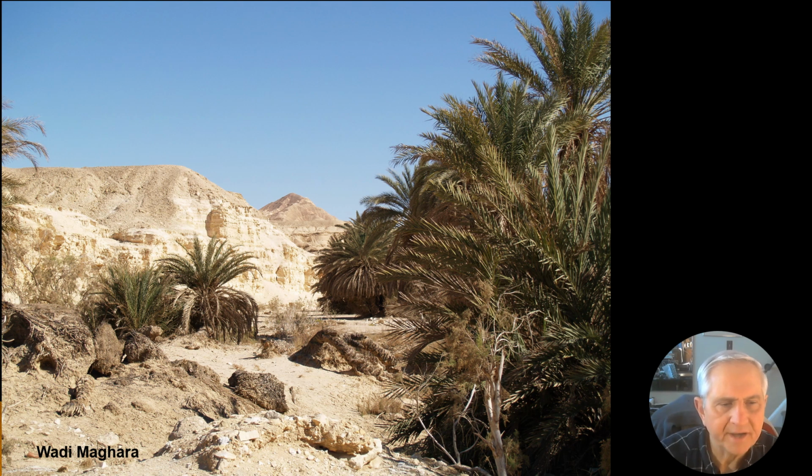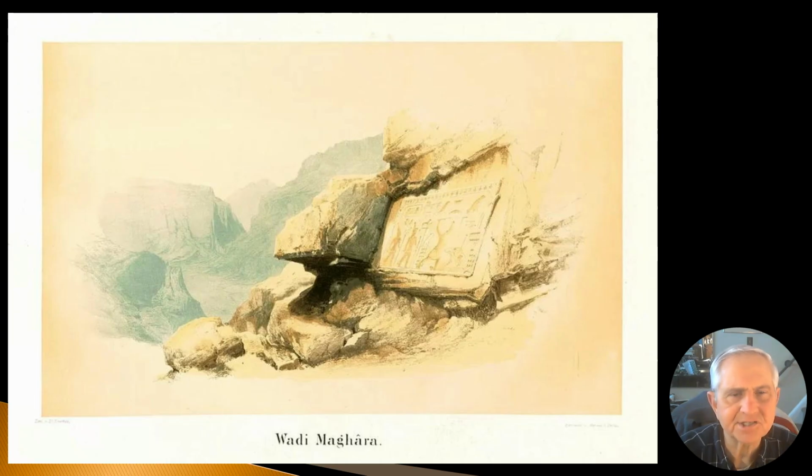Here is Wadi Maghara, the beginning of it, and so you would travel up through the wadi there, with mountains on the sides, to get to the turquoise. And there are many monuments, a lot of inscriptions there in the wadi. Here you can see one inscription that was drawn there at the Wadi Maghara.